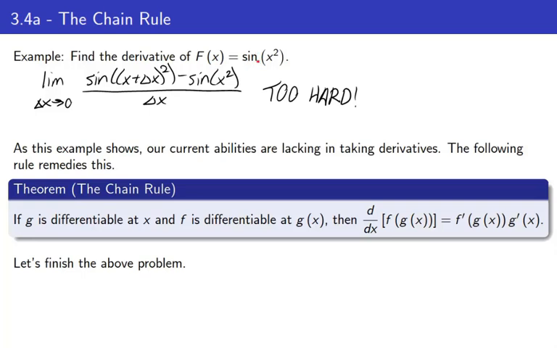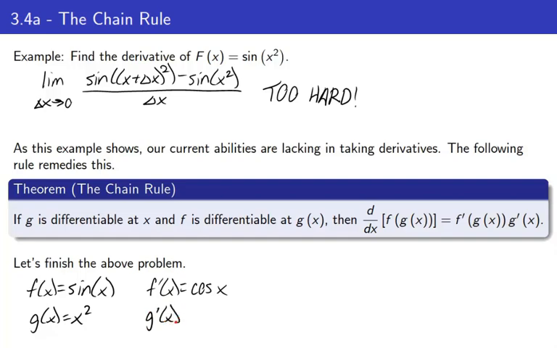Let's diagram what we have up here. The outside function is just the sine function. And we always write these down so that you're talking about composition. This is going to be the sine of x, and g of x is the inside function, x squared. So if you were to compose those, you would indeed get sine of x squared. With that said, f prime of x is equal to cosine of x, and g prime of x is equal to 2x.